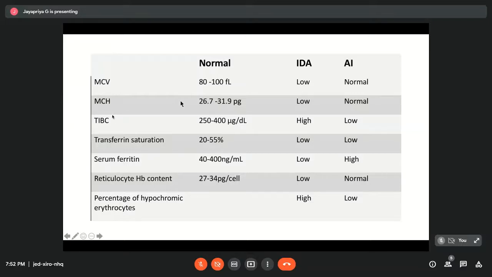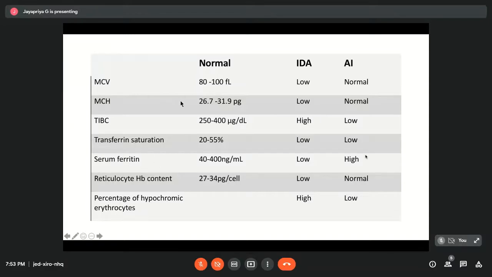Compared to that, you can see the TIBC, that is the total iron binding capacity. This total iron binding capacity is actually a proxy measure of the transferrin concentration. Normally in iron deficiency anemia, because the cells have an increased requirement for iron, the amount of transferrin in the serum will be increased. So TIBC will be increased in iron deficiency anemia. But in anemia of inflammation, the production of transferrin is decreased because of the effect of the cytokines. So TIBC, or the transferrin concentration, will be low in anemia of inflammation, while it will be higher in iron deficiency anemia.